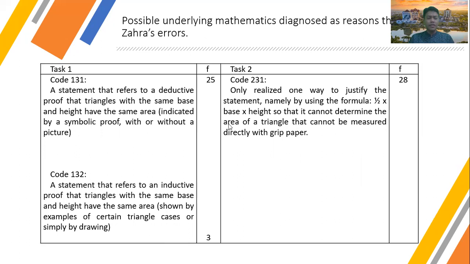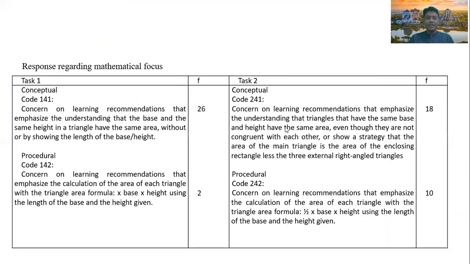This response points out that the sources of mathematics underlying student errors can be explained through whether the students are able to use a more flexible strategy to find the area of a triangle, instead of only one single strategy, which is the triangle area formula.